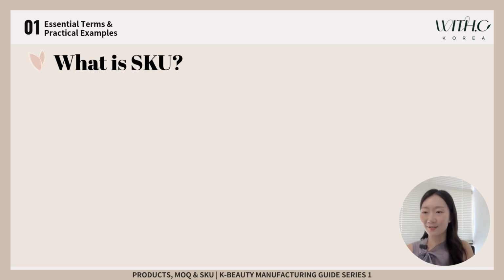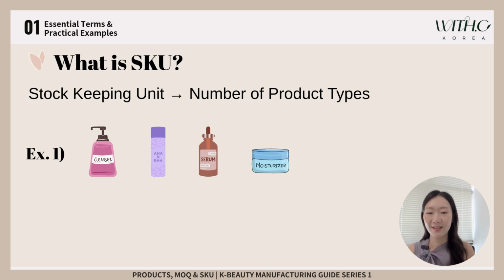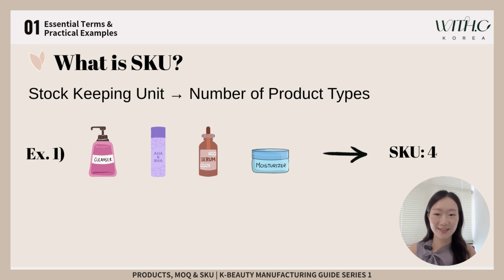What is SKU? SKU is short for stock keeping unit, and it simply means the number of different product types you want to sell. Let me give you an example. Let's say I want to create my brand and start with a basic line: cleanser, toner, serum, and moisturizer. Here's my question. How many SKUs does my brand have here? As you can already guess, the SKU count is 4.